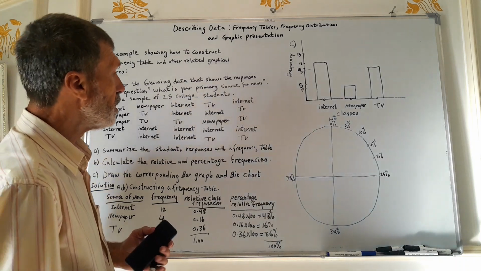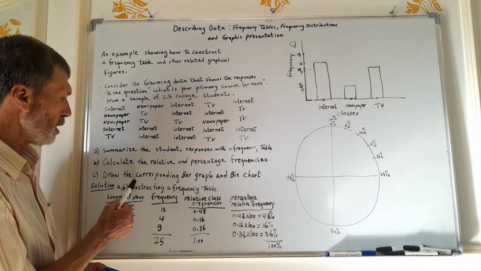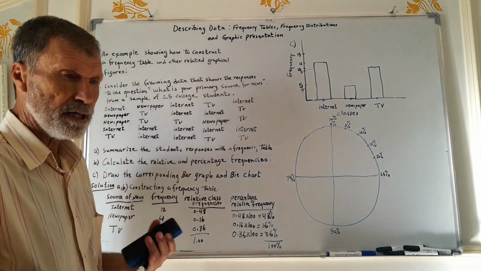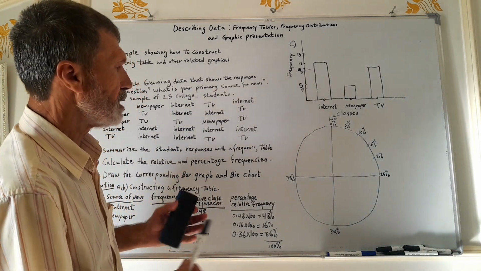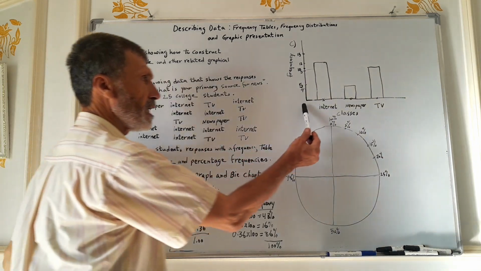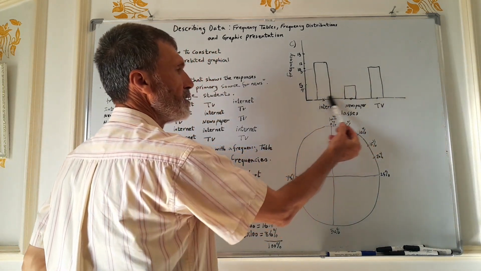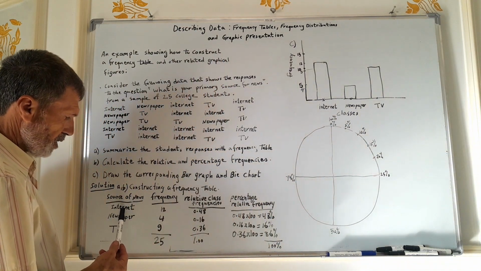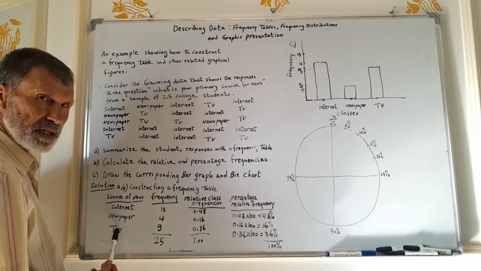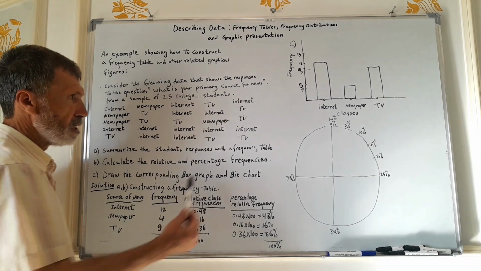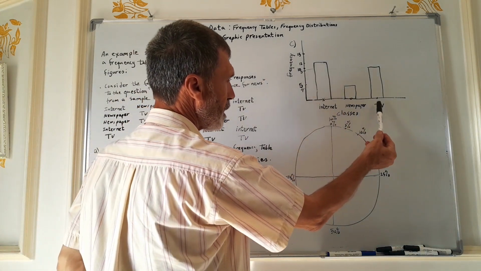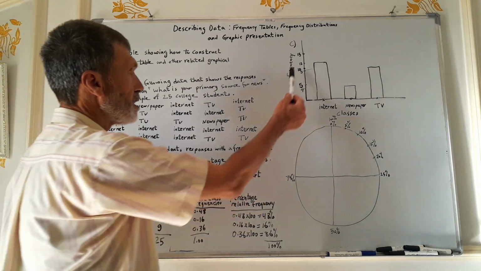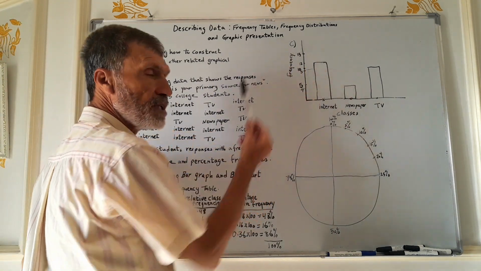Now we move to part C. Part C: draw the corresponding bar graph and pie chart. For the bar graph, along the horizontal axis we're going to have the outcomes that we have here: internet, newspaper, and TV. These are the classes, and these are the qualitative data. Along the vertical axis, we're going to have the frequencies.